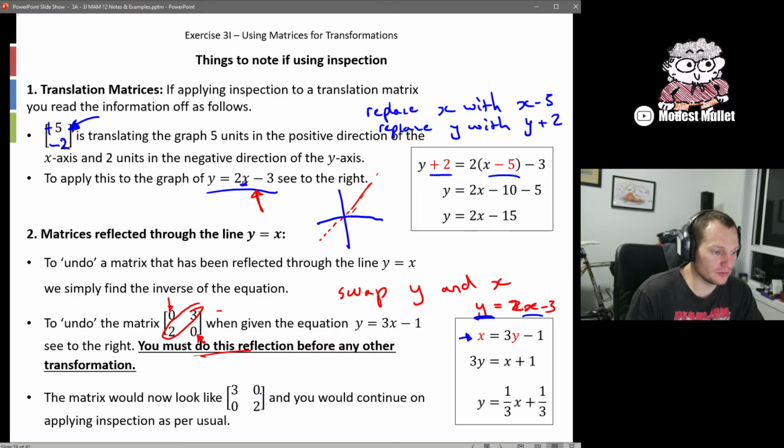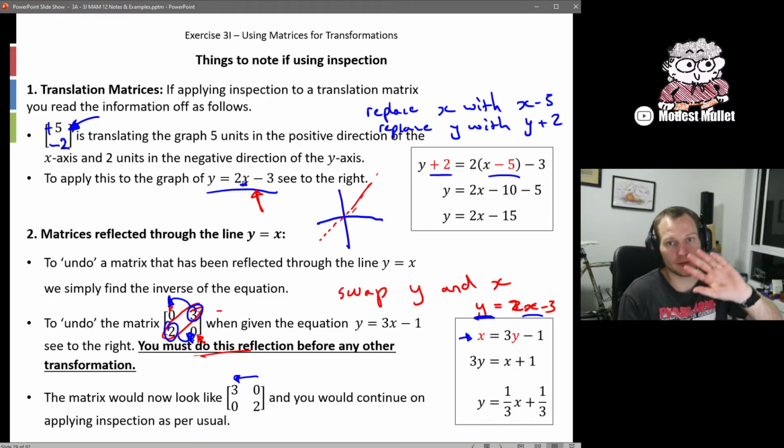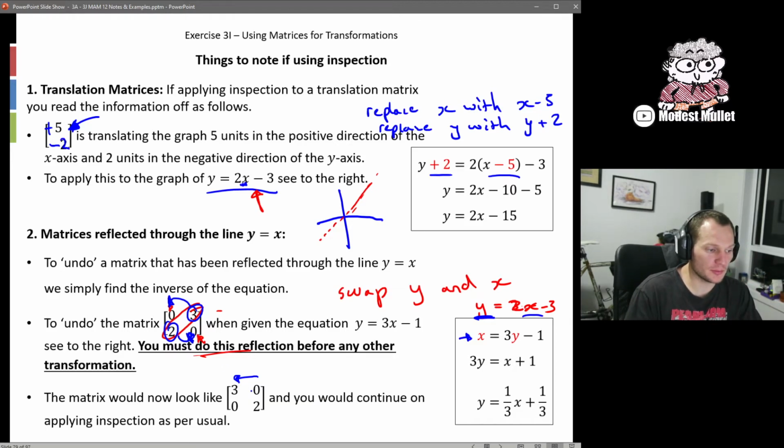And then we can now read the matrix in a regular fashion. The top number, we can read as if it was sitting in there, and the bottom number, we can read as sitting in there, because by flipping the x and y in the equation, we're effectively flipping the matrix as well. Now we can just read: the x coordinates are being multiplied by 3, the y coordinates are being multiplied by 2, so that's a dilation of 3 from the y-axis and a dilation of 2 from the x-axis. Think of what the replacements are that you need to do, and go from there.